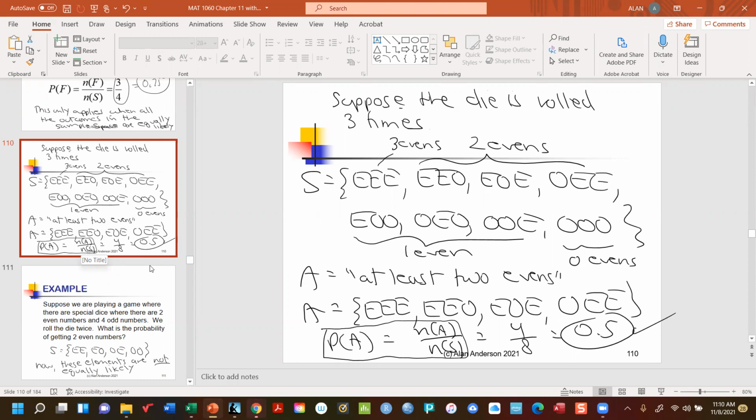And as an aside, since the probabilities are not equal, we can't use the number of F divided by the number of S. Because that's not going to give us the right answer. We have to do it this way.